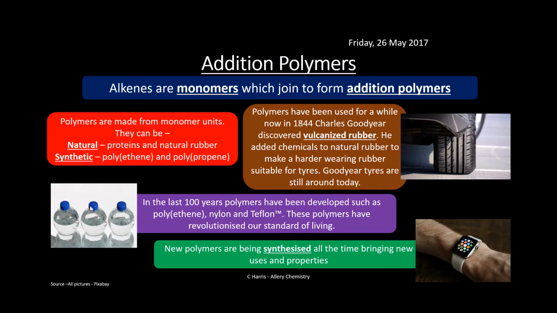Obviously, new polymers are being made all the time. They've got brand new properties and uses. So smartwatches are a good example of that. You can see, obviously, you've got plastics all over that as well, and they can do all sorts. You can weave electronics within them. And so they're pretty handy now, and they are becoming increasingly more sophisticated.